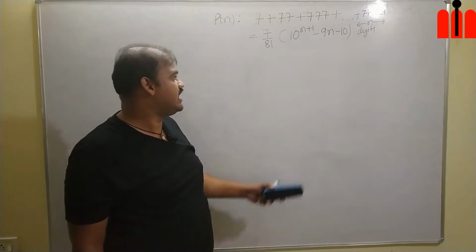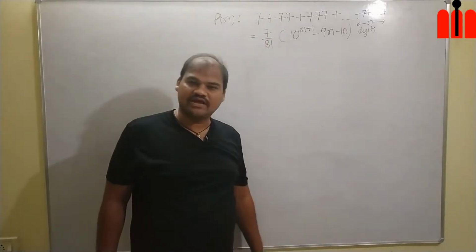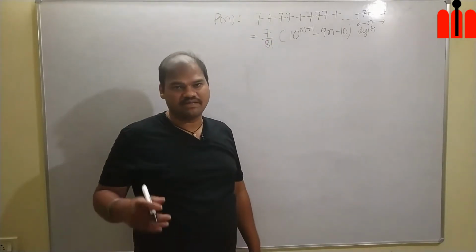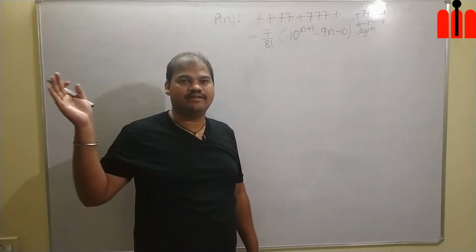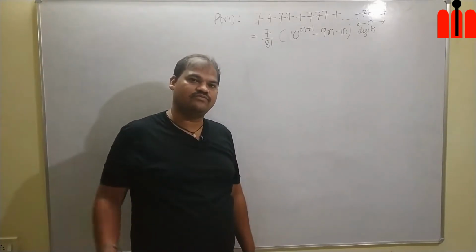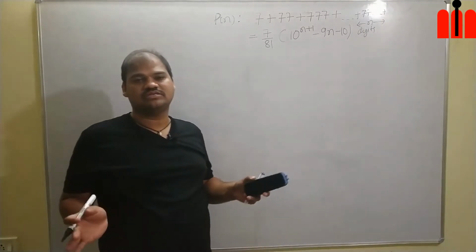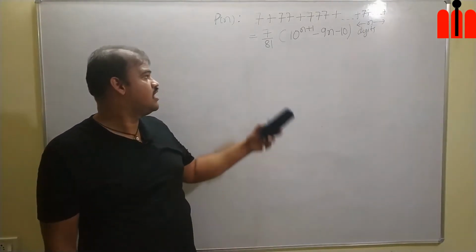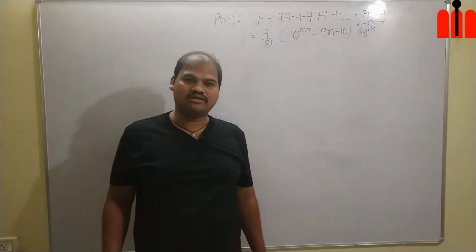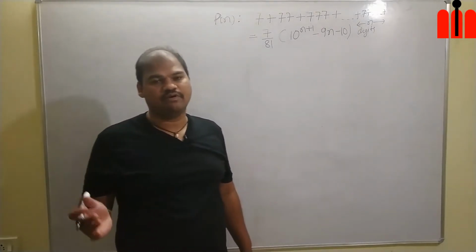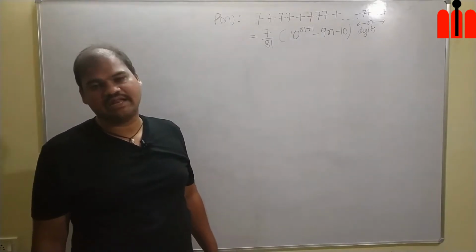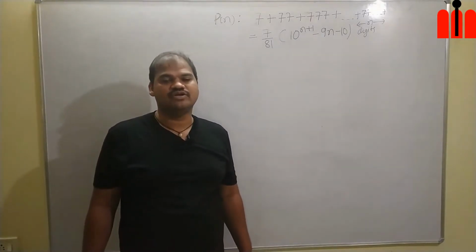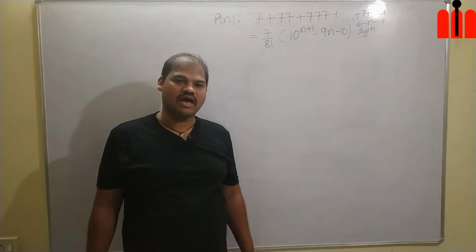So what is my LHS? LHS is 7 plus 77 plus 777 till 777 of n digits. So this entire term is my LHS. Now what is my RHS? My RHS is 7 by 81 into 10 to the power of n plus 1 minus 9n minus 10. So this is my RHS.